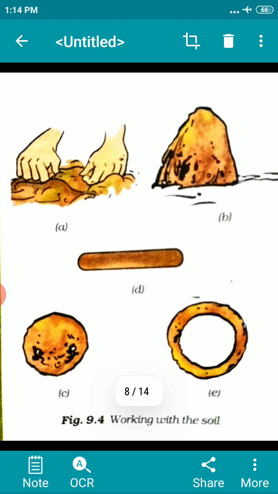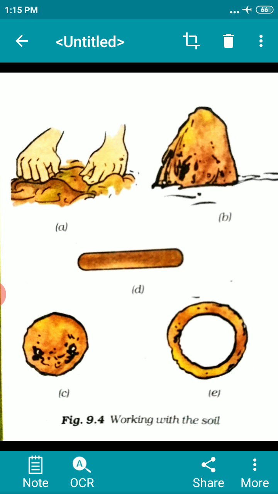Now take some clay soil, loamy soil and sandy soil. Take a fistful of soil from one of the samples. Remove any pebbles, rocks or grass blades from it. Now add water drop by drop and knead the soil. Try to make a ball from this soil. On a flat surface, roll this ball into a cylinder. Try to make a ring from this cylinder. Repeat this activity with other samples.